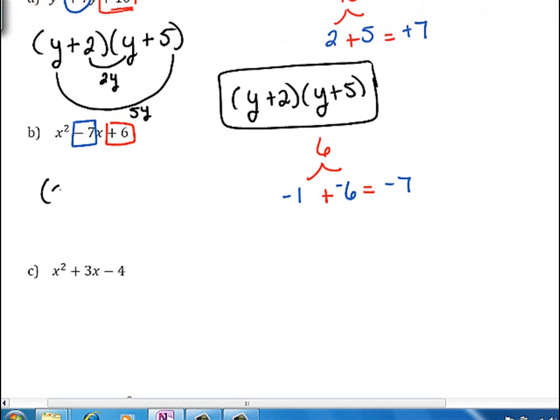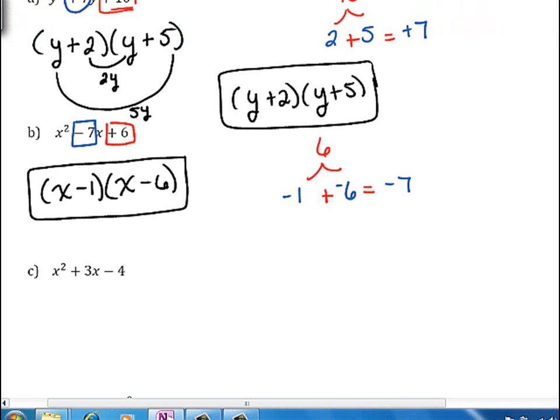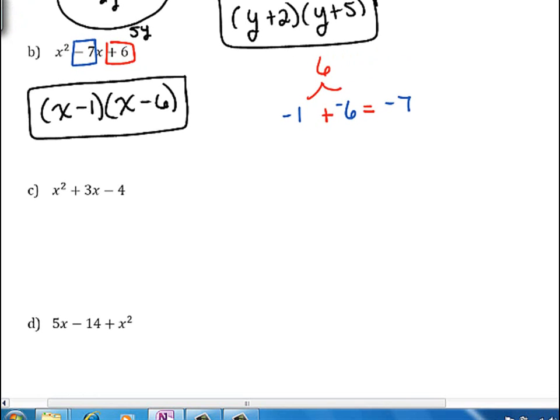So this one will factor as x minus 1 from here, and x minus 6 from here. And if you want to check your answer, you can always do FOIL on this and just double check to make sure that you get back to what you originally started out with.